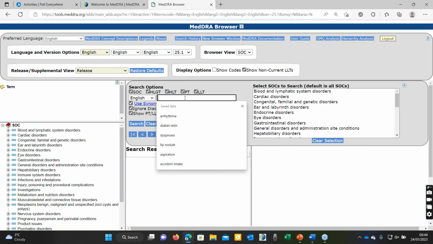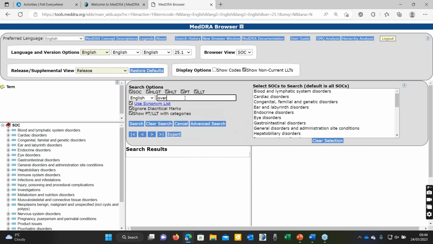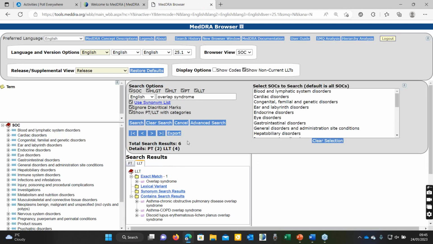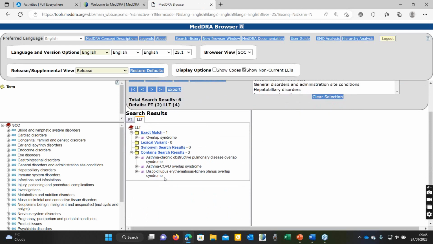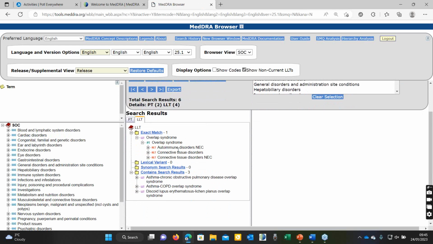So let's have a look. Let's type in overlap syndrome and see what we get, because most of you were telling me to code to overlap syndrome. So let's find that term, see if there are any more specific terms. Is there anything perhaps that could be more specific to the scleroderma? So we've got overlap syndrome as an LLT. That's the one that you found. The PT is also overlap syndrome. It's under autoimmune connective tissue disorder. So this is seemingly the concept I'm looking for, but it doesn't specify scleroderma or systemic sclerosis.